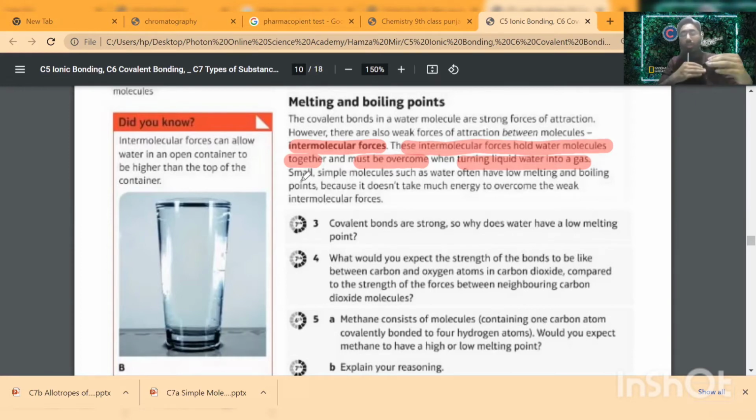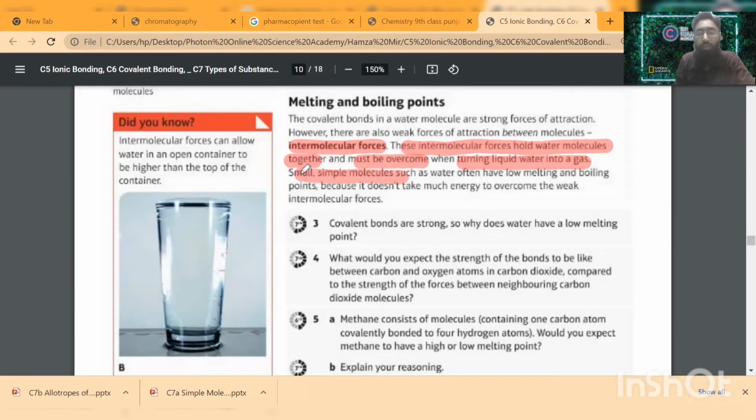But if these intermolecular forces are weak, then to overcome these intermolecular forces, we don't need to provide enough energy. We provide a smaller amount of energy. Then this shows that water has low melting and boiling points.